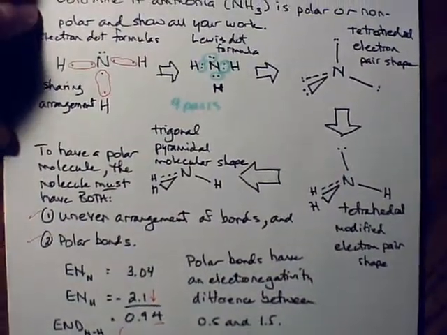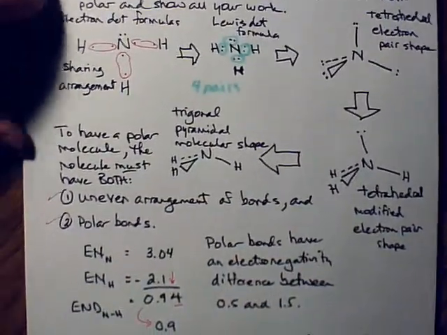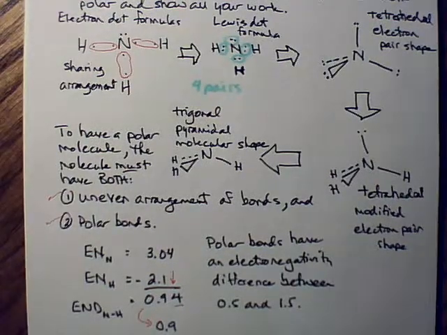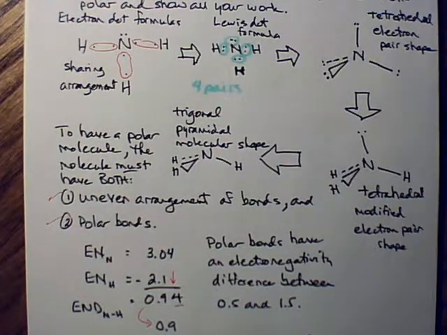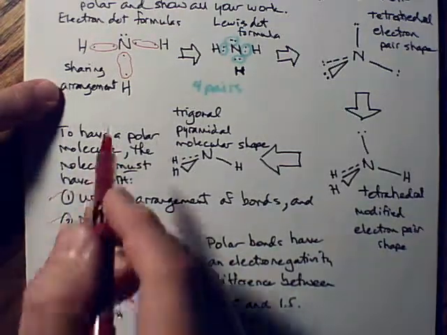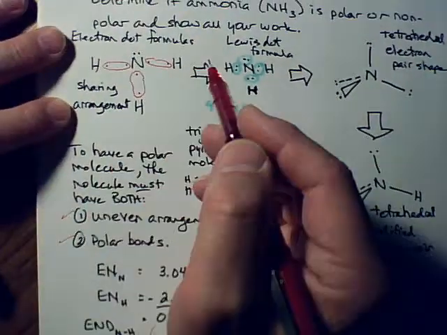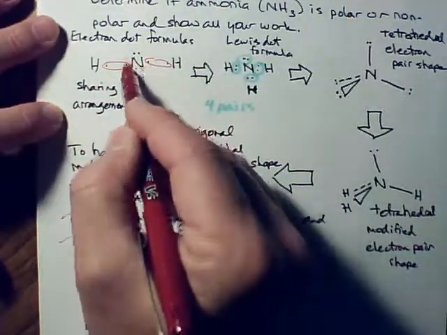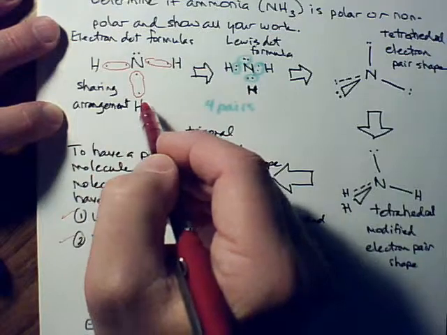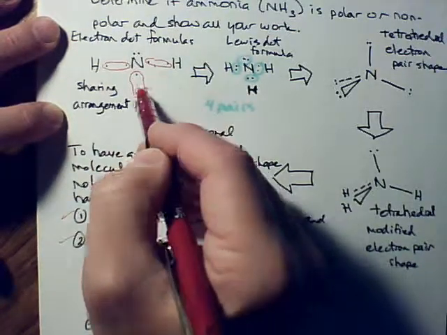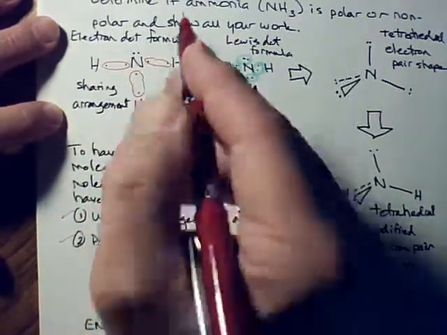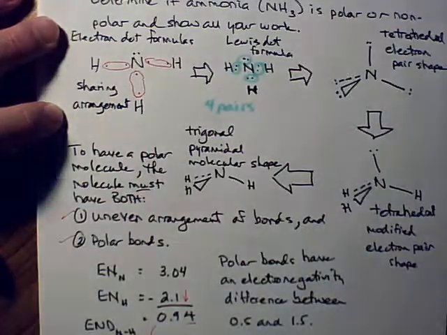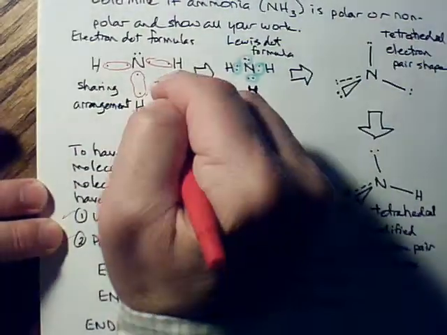Okay, so here's all the work you have to do. You have to show me how you got the shape of the molecule. And the way we've been taught to do that is to start with a sharing arrangement. I'm going to give you a point for each of the electron dot formulas. There are 4 of those. And then I'm going to give you 3 points for showing me how we share electrons. And that's a total of 7 points for just this part right here.